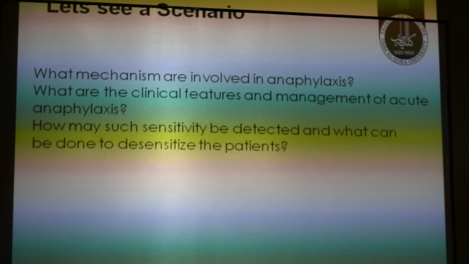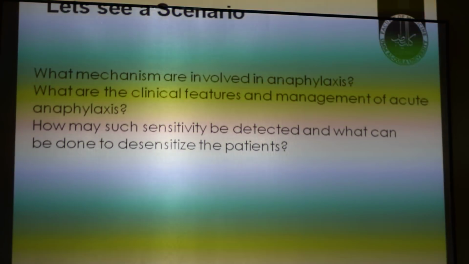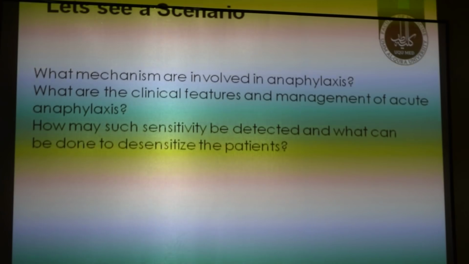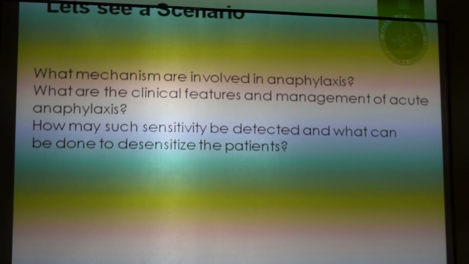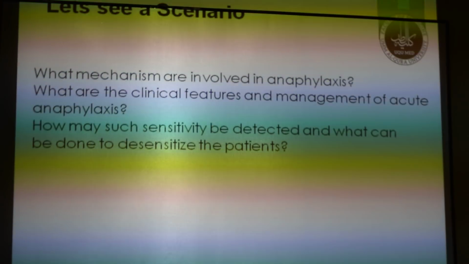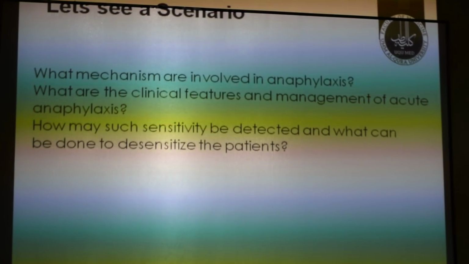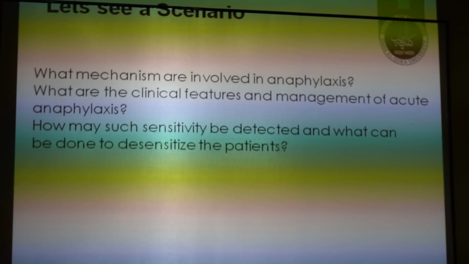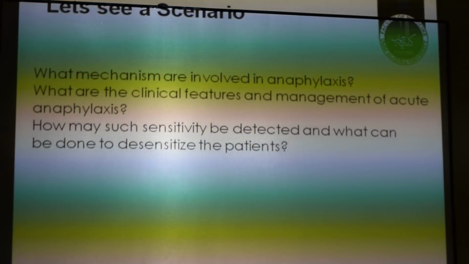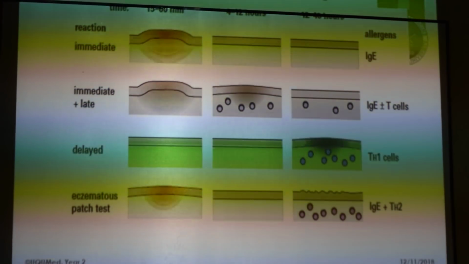Now, what mechanisms are involved in anaphylaxis? We have already seen that. It's mainly bronchoconstriction and vasodilatation because of histamine and prostaglandin. What are the clinical features and management of acute anaphylaxis? That also we know. How may such sensitivities be detected and what can be done to desensitize the patient? This is the part I'll discuss now.